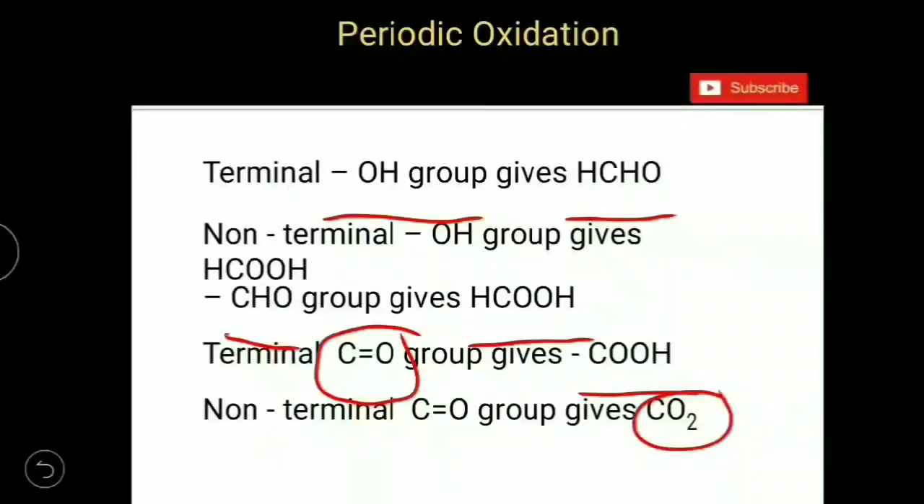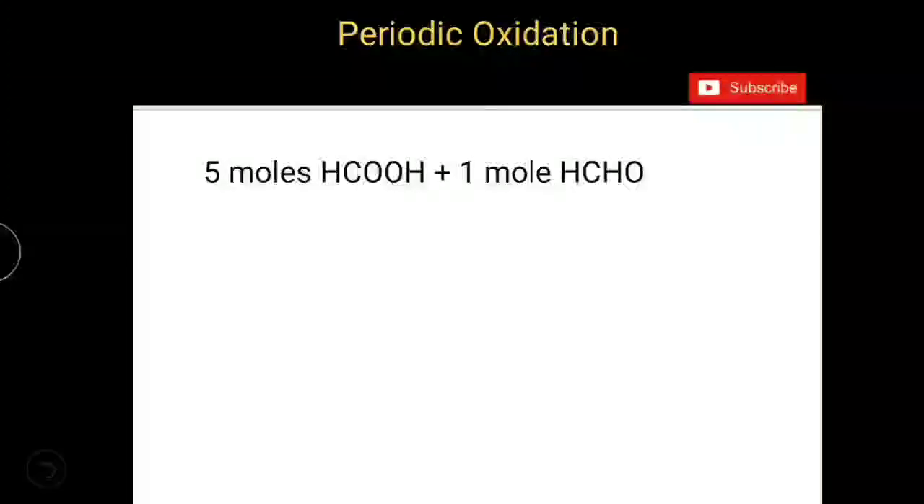So using these conclusions, you can find out the products of the given compound during periodic oxidation, or sometimes the products of periodic oxidation will be given. Based on the products, you need to identify what the reaction is. It is given that 5 moles of formic acid and 1 mole of formaldehyde are obtained as products in periodic oxidation of a compound. What can be the possible structure of that compound? To solve this, we can use the conclusions we got from the previous observations.